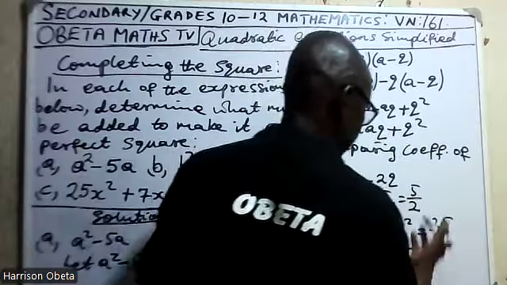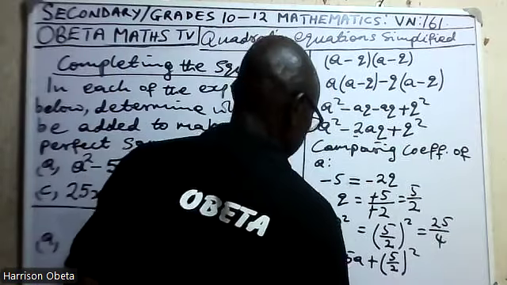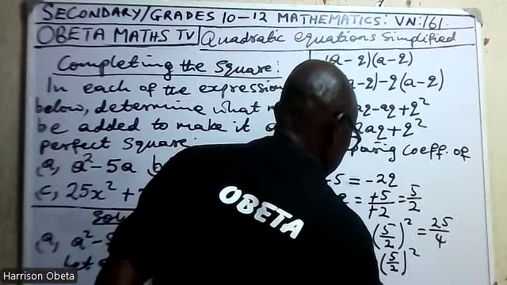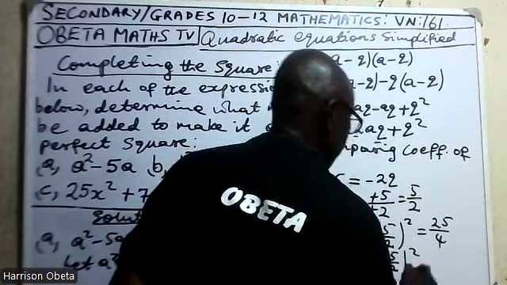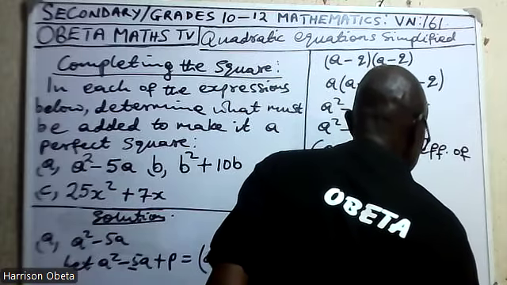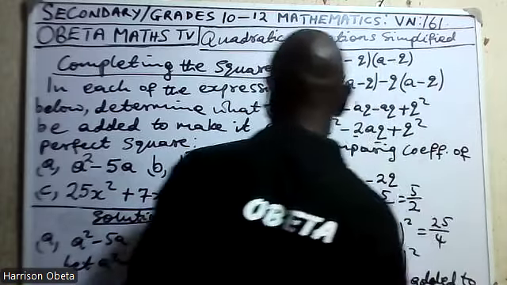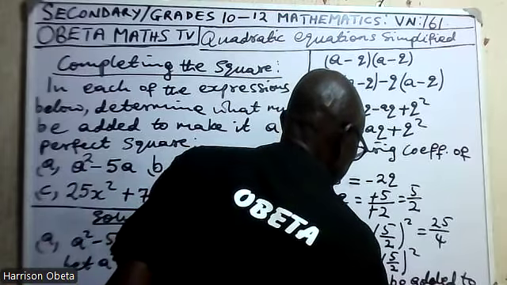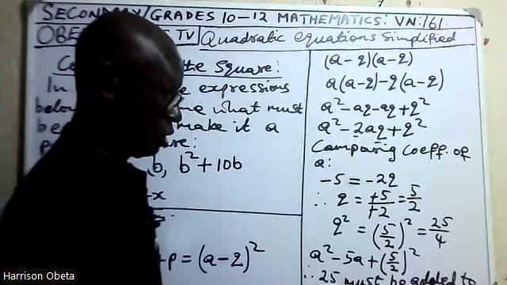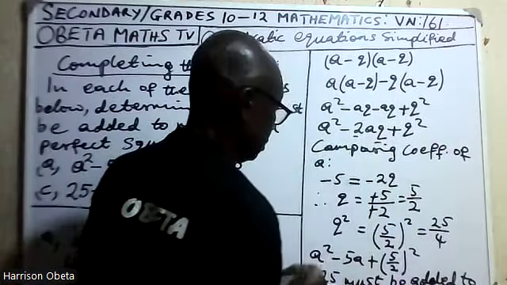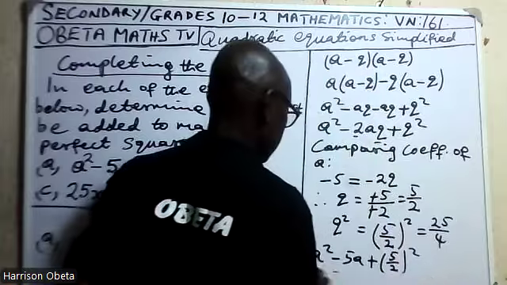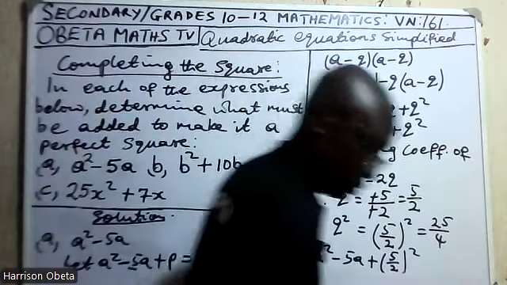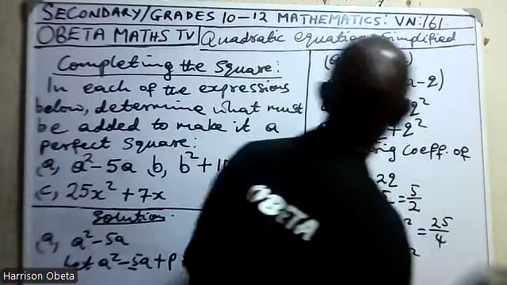So from here and from the explanation, we can say that therefore 25 over 4 must be added to the expression. Okay, let me write it well. So from here, I'll come up here.